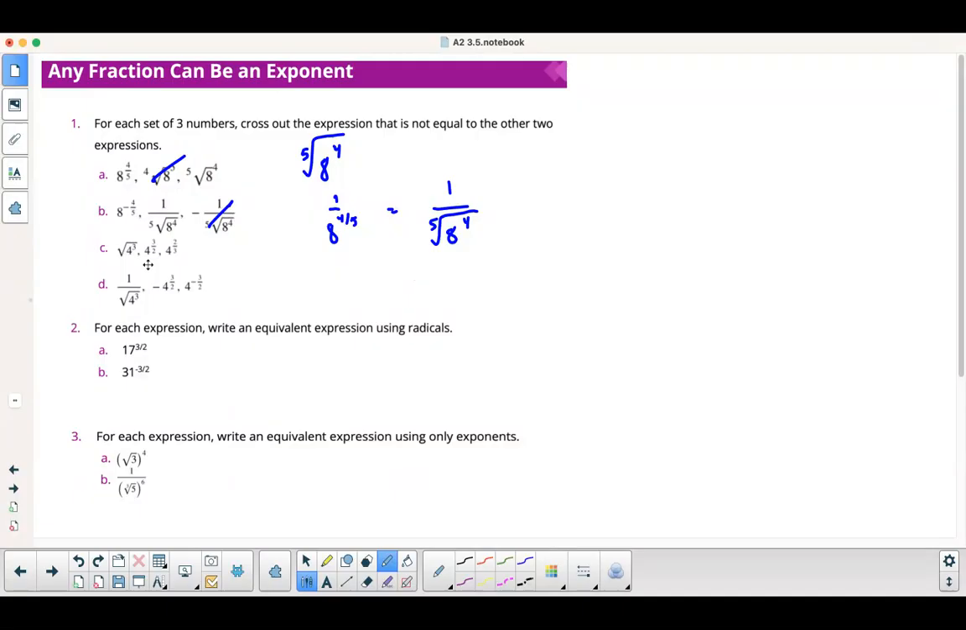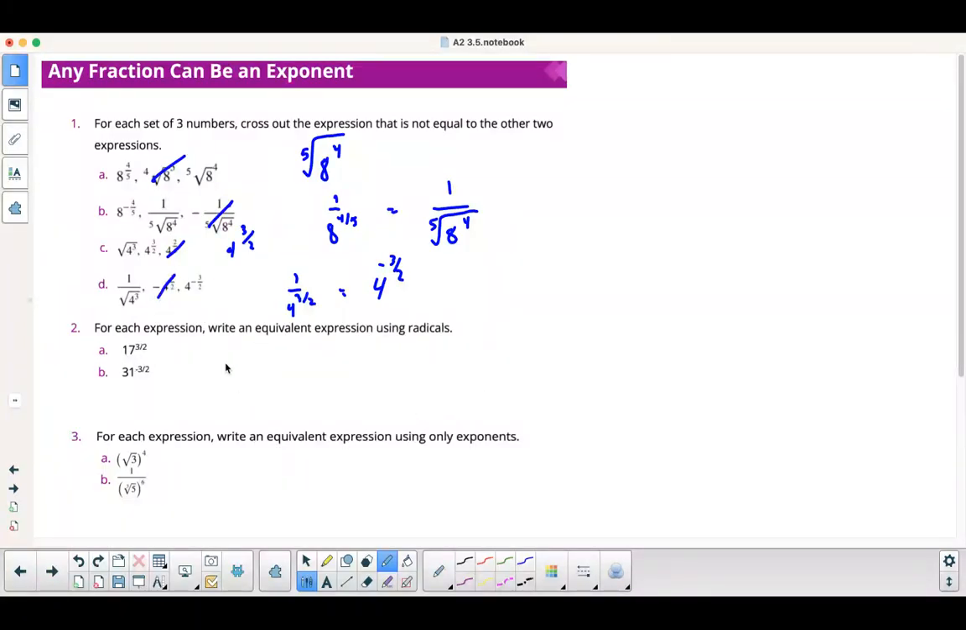Let's see here. Well, let's do this. 4 square root of 4 cubed, so that's going to be power over root, so that would get rid of that one. Let's do this one here. This is going to be 1 over 4 to the 3/2, and then if I want to move it up, it'd be 4 to the negative 3/2, so that would be this one, so that one's gone.